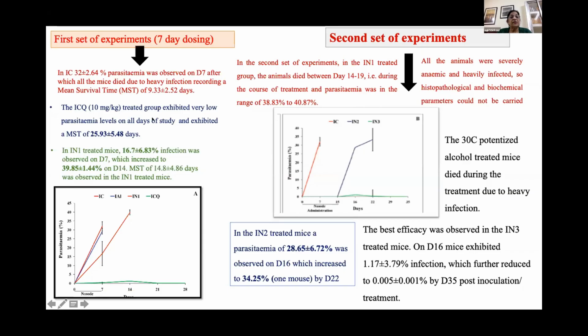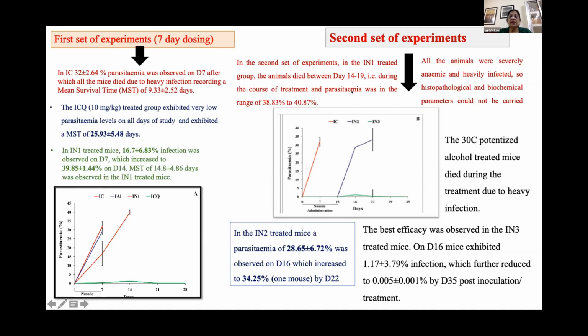Now, these are the results where you can see, in the first set of experiments, when they were treated for 7 days, the parasitemia in infected controls was 32.264%, and the mean survival time of these animals was 9.33 plus minus 2.52 days. Whereas in the case of chloroquine treatment, the animals had a survival of 25 plus minus 5 days. So when chloroquine is given, all the animals were able to survive. But in the case of the N1 treated nosode, the animals did not survive for a much longer period of time.